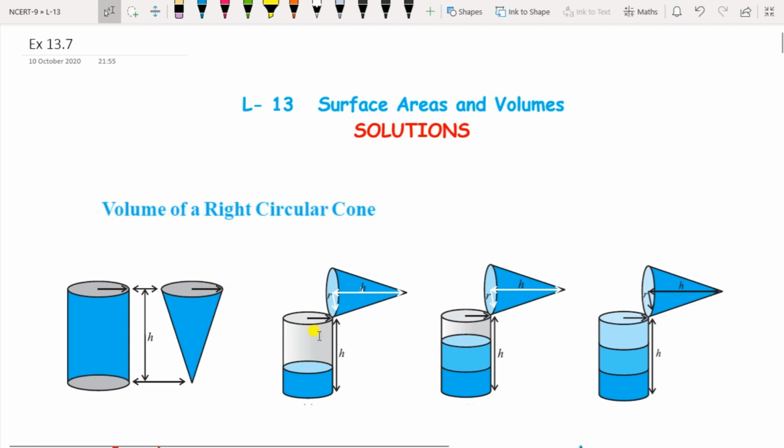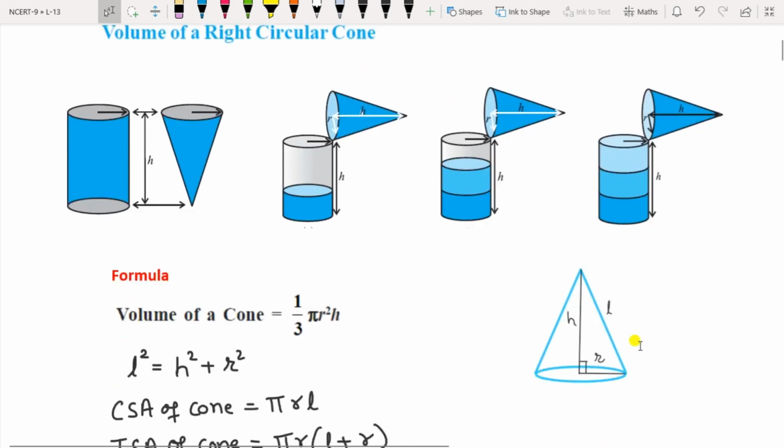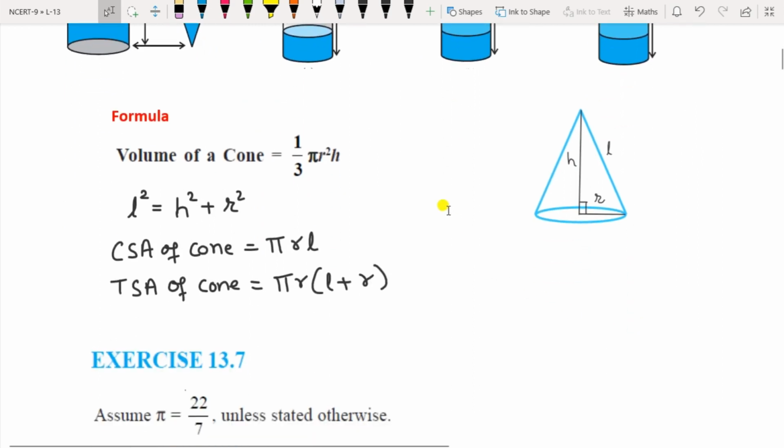So you can see if you pour a liquid in the cone, it will be 1/3 the height of the cylinder that is occupied in the cone. If you pour the total liquid of the cone into the cylinder 3 times, it will take 3 times to fill the cylinder. Therefore, volume of the cone equals 1/3 of the volume of the cylinder, that is pi r square h. So 1/3 pi r square h is the volume of the cone, that is the formula.